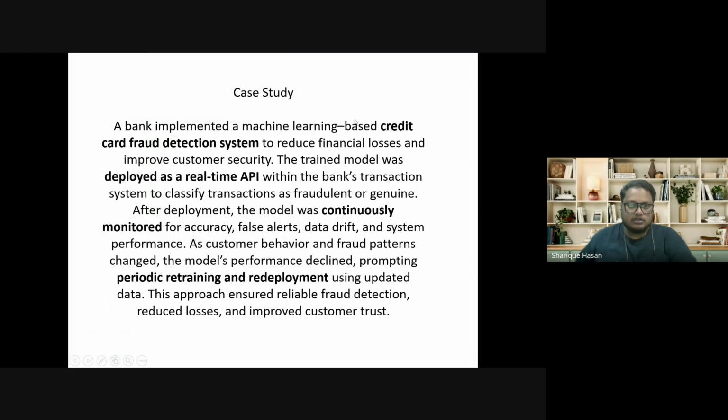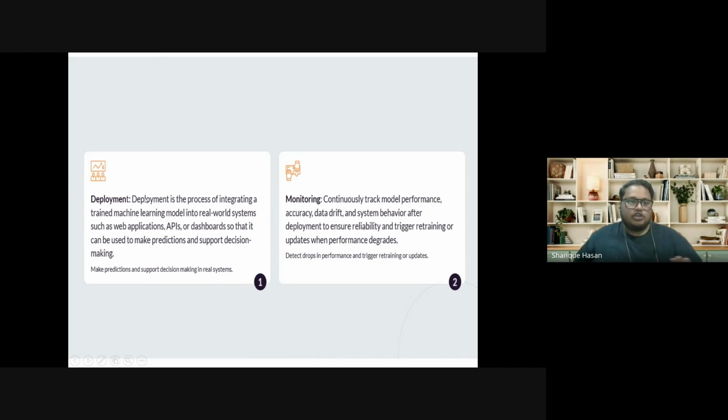You're on the third last slide. Deployment is the process of integrating a trained machine learning model into a real-world system, such as a web application, APIs, or dashboard. So it can be used to make predictions and support decision making.